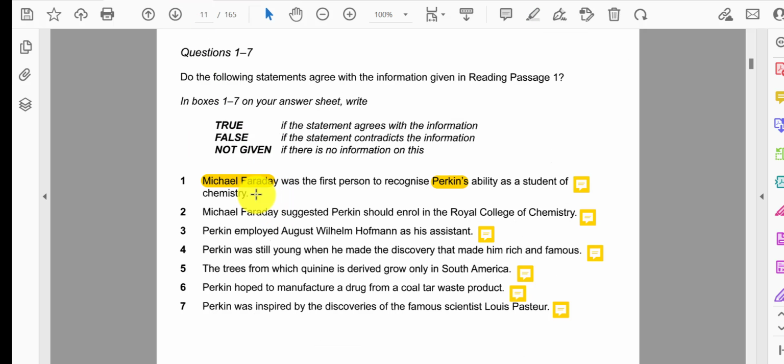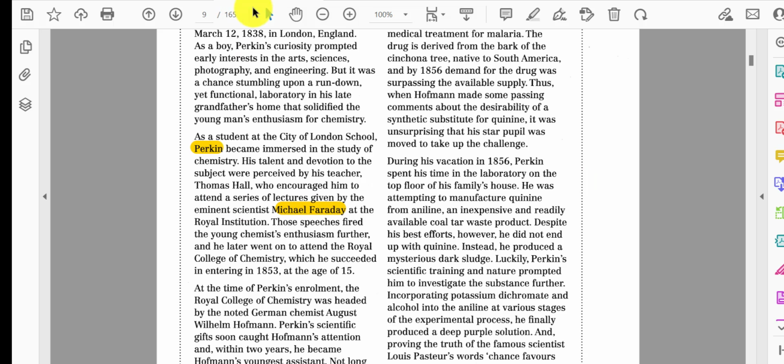Michael Faraday was the first person to recognize Perkin's ability as a student of chemistry. Now I go to the passage and read the sentences that include the keywords from the very beginning of the sentence. Never read the sentence from the middle and beginning from your keywords. The exam writers know that students make this mistake a lot. Don't fall into the trap.